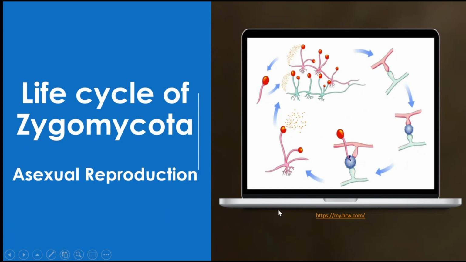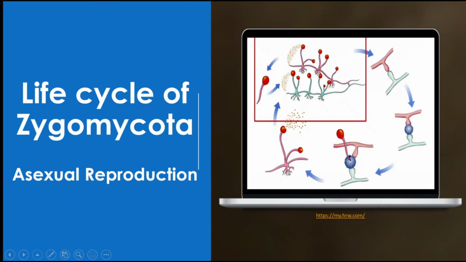Of course, Zygomycota is not Deuteromycota, it's not imperfect. Why? Because it has two life cycles, asexual and sexual. In the beginning, we will start talking about the asexual reproduction of the Zygomycota.